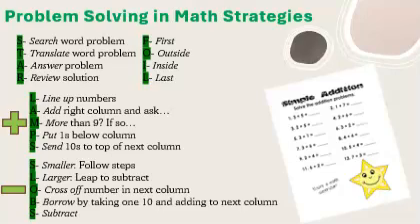And SLOBS is an aid for remembering how to borrow in subtraction. Smaller, follow steps. Larger, lead to subtraction. O is cross off number in next column. Borrow by taking 110 and adding to the next column and then subtract.